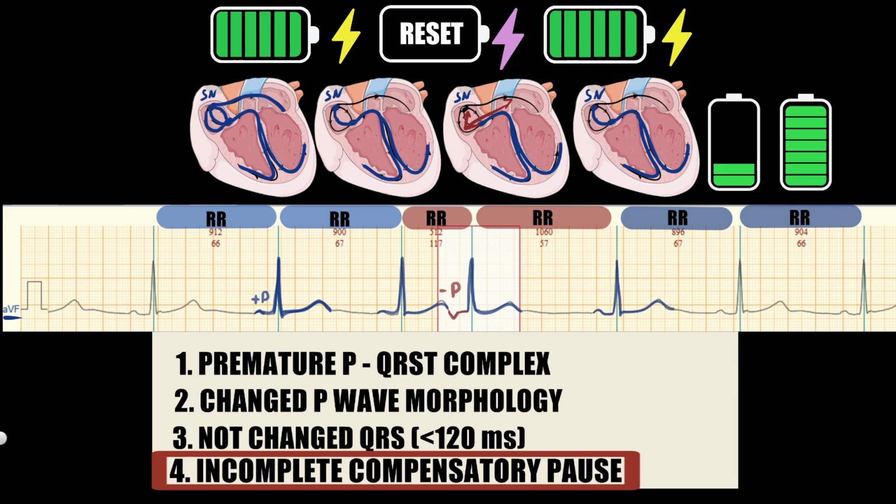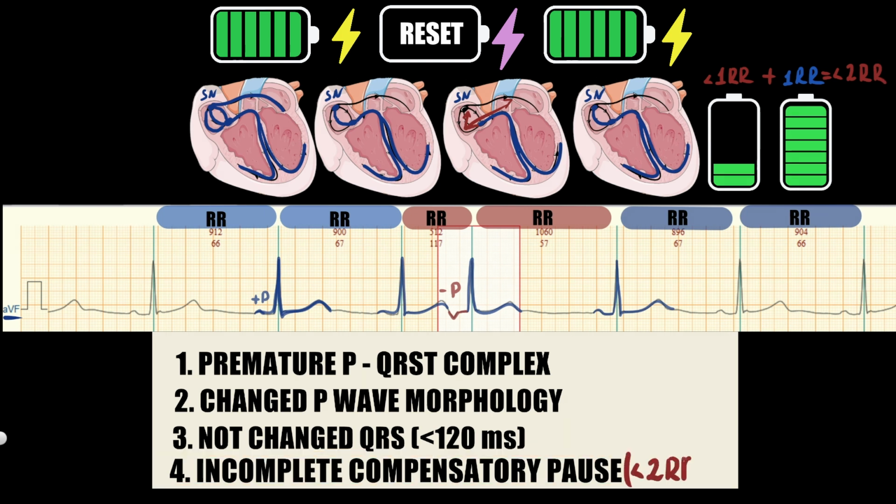As a result, we have a pause that is equal to one full preparation time, or RR interval, and one reset preparation that in any case is less than the usual RR interval. So together, they are less than 2 RR intervals, and this explains the incomplete compensatory pause.